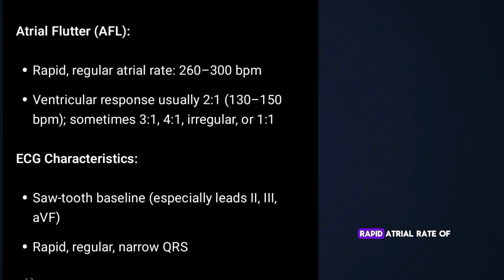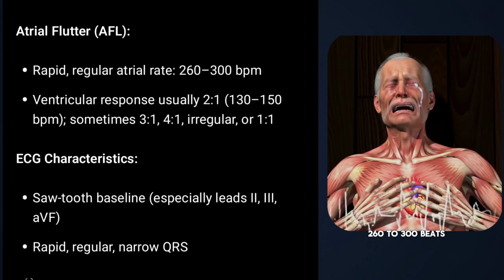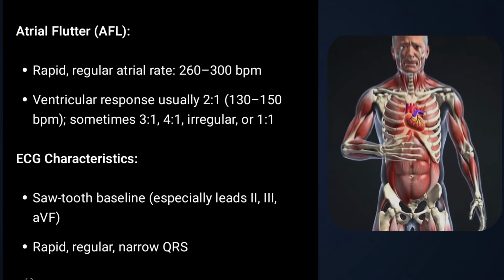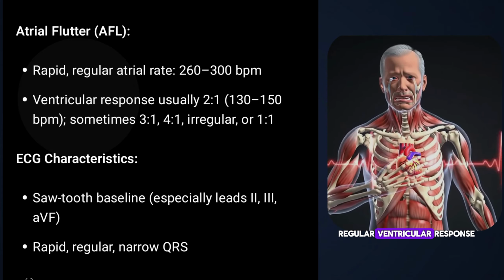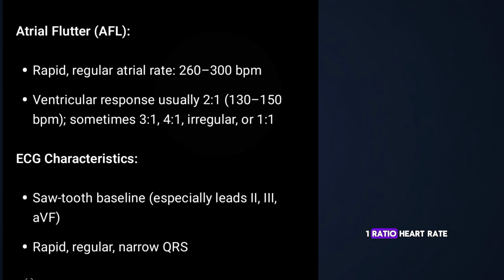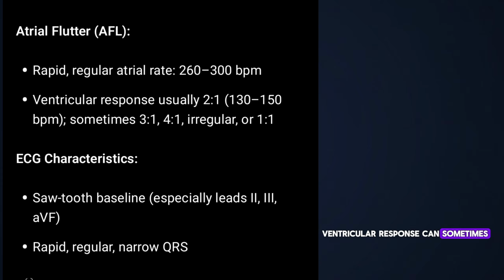Atrial flutter, AFL. Characterized by a regular rapid atrial rate of 260 to 300 beats per minute. Usually results in a regular ventricular response in a 2-to-1 ratio, heart rate 130 to 150 beats per minute. Ventricular response can sometimes be 3-to-1, 4-to-1, irregular, or rarely 1-to-1.